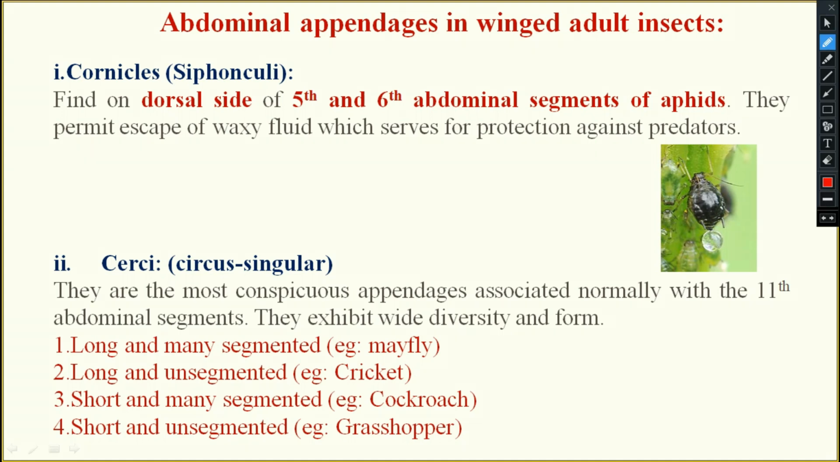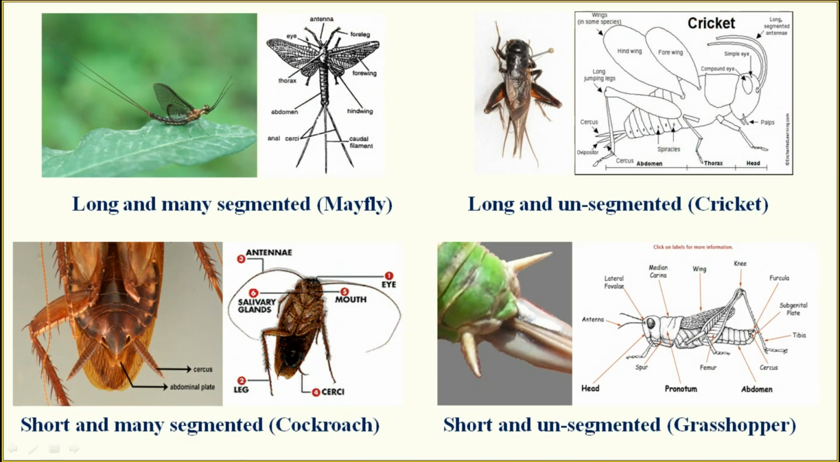Cerci, already discussed, yes or no? Cerci, cercus is the singular name. They are the most conspicuous appendages associated normally with the 11th abdominal segment. They exhibit wide diversity in form: long and many segmented in mayfly, long and unsegmented in cricket, short and many segmented in cockroach, short and unsegmented in grasshopper. Like this, different types of diversity are there.